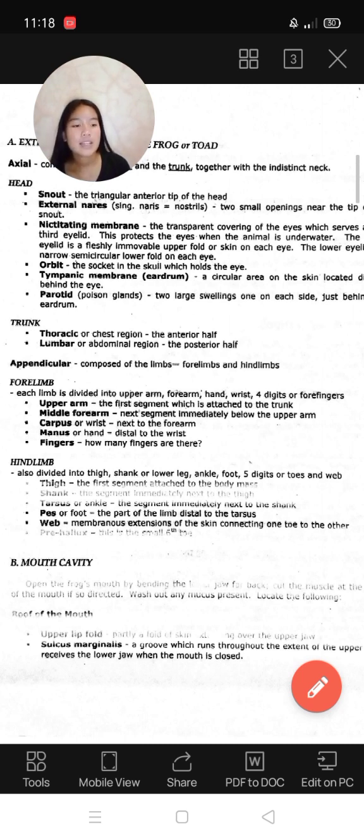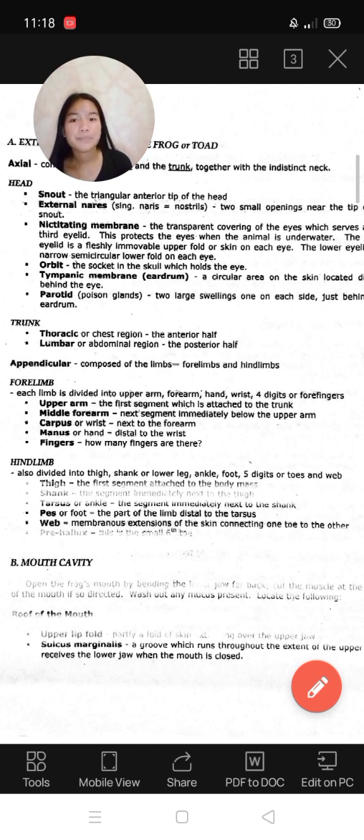Next is the appendicular, composed of the limbs, forelimbs, and hind limbs. The forelimbs are the upper arm limbs, or upper extremities, the forelimbs of an upright postured tetrapod vertebrate extending from the scapulae and clavicles down to and including the digits, including all the musculature and ligaments involved with the shoulder, elbow, wrist, and knuckle joint.